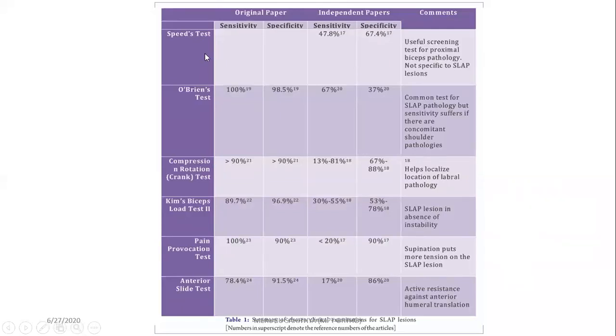The next test is the anterior slide test. It has a sensitivity of 78.4% and specificity of 91.5%. It is active resistance against anterior humeral translation. So these are the evidence, or the sensitivity and specificity percentages, for physical examination tests.